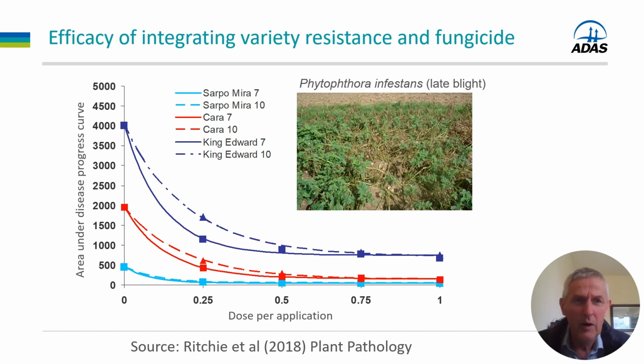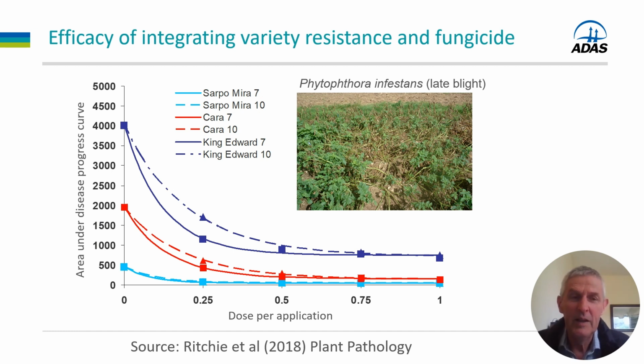For an example of integrating variety resistance and fungicide, we'll take an example from potato late blight, and along the bottom axis of this chart we have the dose of fungicide applied per application, either at 7 or 10-day intervals. Those fungicides were applied to 3 different varieties: Charbonniera, which is blight resistant, Cara, which is intermediate, and King Edward, which is susceptible. And up the left-hand axis we have a measure of the severity of late blight integrated through the life of the crop.